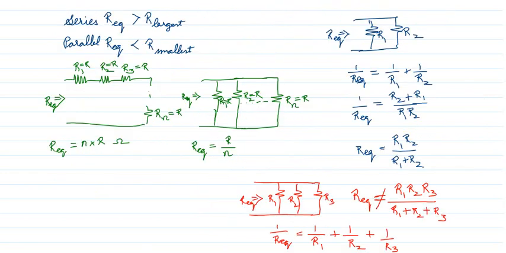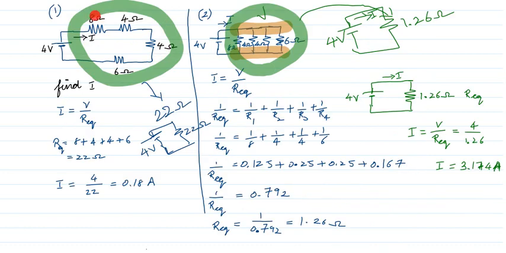Right, and some other observation we are going to make here. We know in a series circuit, if you want to find the equivalent, it will be larger than the largest resistance. What is the meaning? Because I am going to add the resistance values. Look at this example: the largest resistance is 8, and the equivalent resistance is 22. So it's definitely larger than the largest resistance.